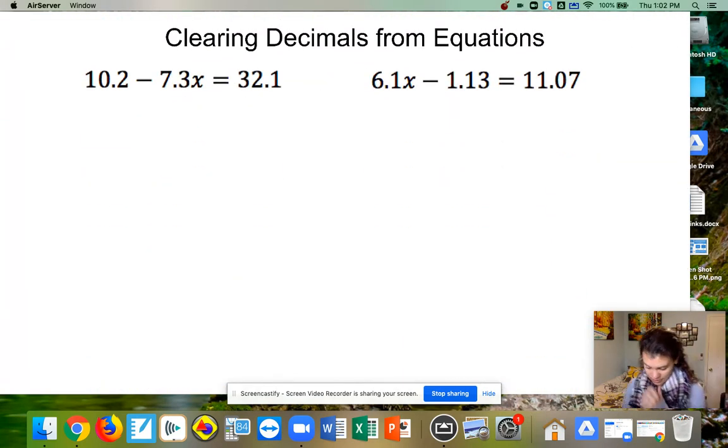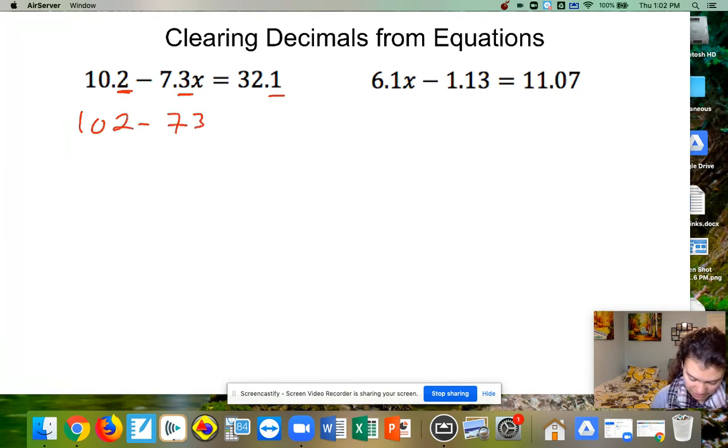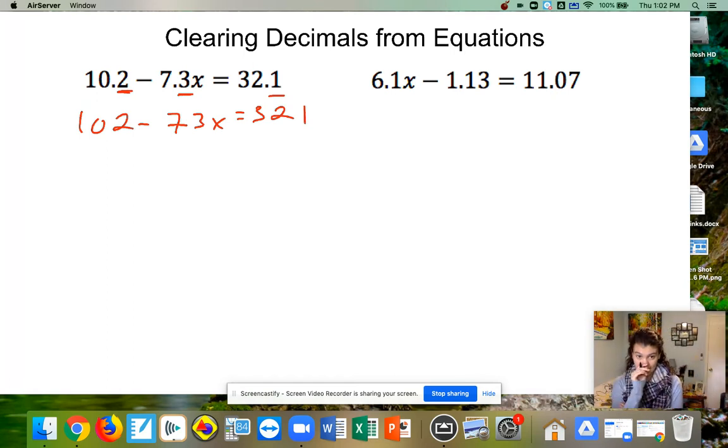All right, so clearing decimals, there's two options here. If they all have the same amount of decimals right here, you can get rid of them and just solve like normal. So for this one, I could rewrite this as 102 minus 73x equals 321. What you're doing in a sense is multiplying everything by 10, and that gets rid of the decimal. This only works if you have the same amount of numbers after the decimal place.